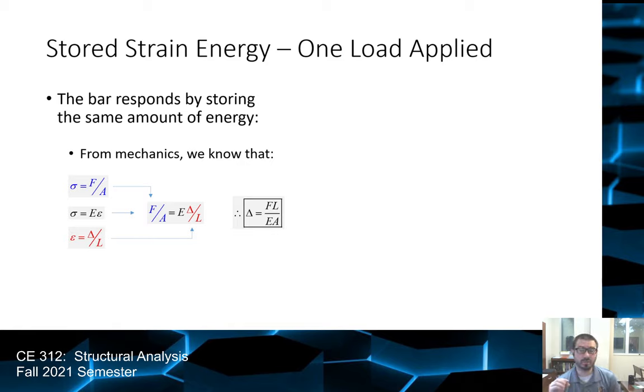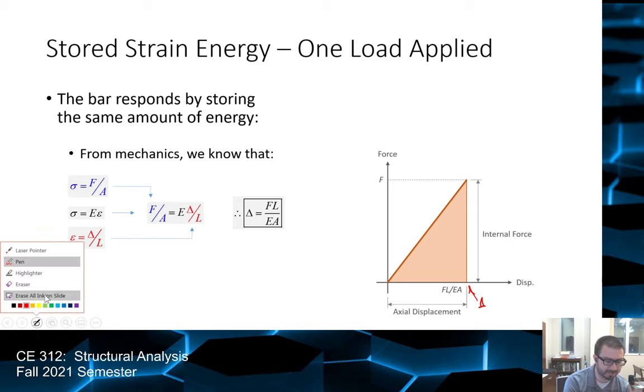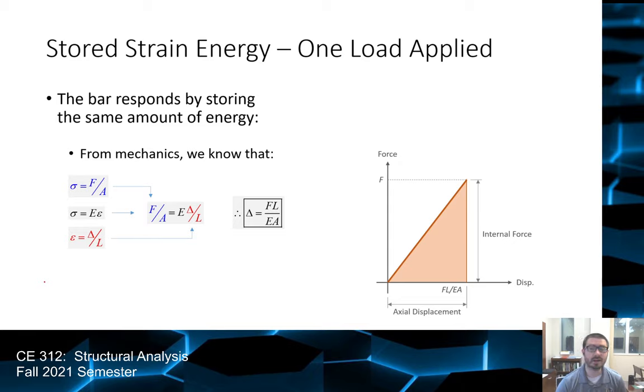So from a stored energy perspective, what I'm proposing is that you're getting the same. But instead of just this being delta, instead it's the stored energy inside each bar, which is FL over EA. So the area of this curve is 1/2 base times height, 1/2 of FL over EA times F, and then you get this.